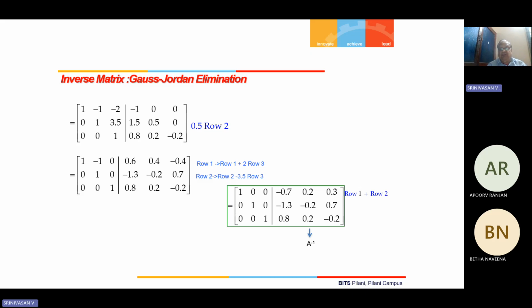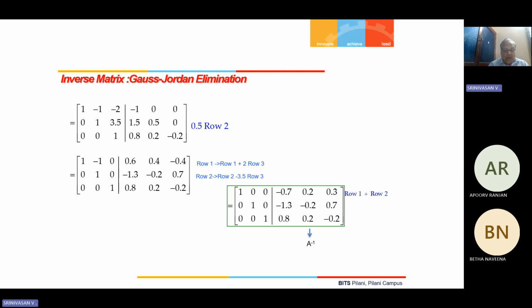Minus 1 plus 1. So R1 is now R1 plus R2. So it is 1 plus 0, you get 1. Minus 1 plus 1, you get 0. 0 plus 0, you get 0. 0.6, minus 1.3, minus 0.7. 0.4 minus 0.2 plus 0.2 minus 0.4 plus 0.7 plus 0.3. R2 is the same: 0, 1, 0, minus 1.3, minus 0.2, 0.7. R3 is the same: 0, 0, 1, 0.8, 0.2, minus 0.2, and this is your A inverse.